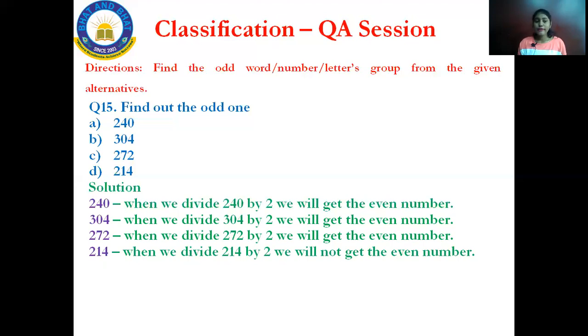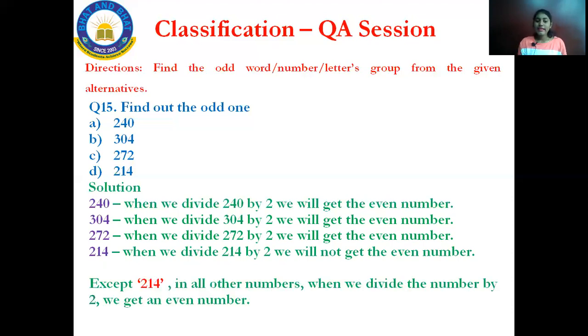See, if I divide 240, 304 and 272, I'll be getting the even number, but if I divide 214 by 2, I'm not getting the even number. So what is the correct option? Except 214, in all other numbers, when we divide the number by 2, we will get an even number. So option D is the correct answer. I'll repeat once. Your question is find out the odd one, and your options are 240, 304, 272 and 214.